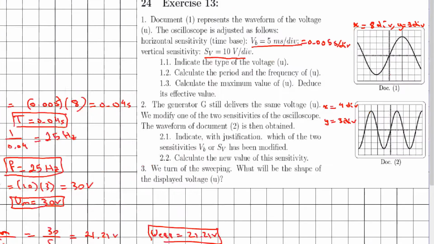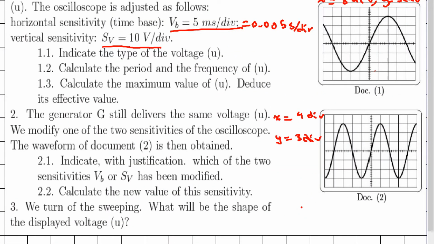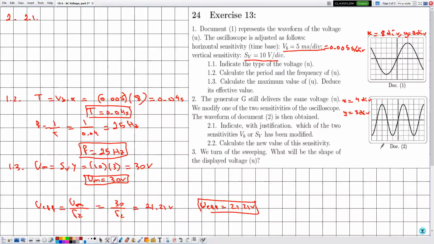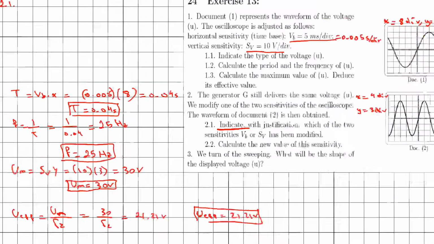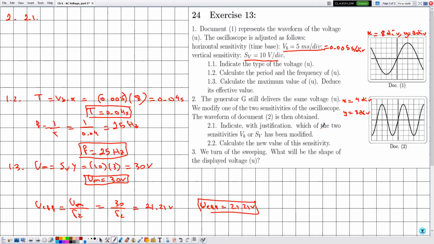Now notice that in this case we didn't place the values of SV and VB because they already told me that one of them has changed. So we don't know whether SV or VB has been changed. For this reason I didn't write anything here. Now they are telling me to indicate, which means that we need to justify which of the two sensitivities VB or SV has been modified.